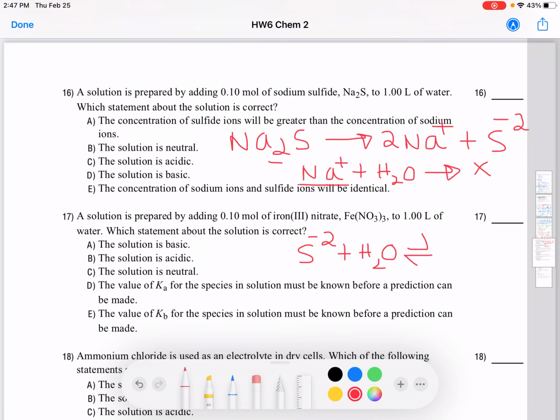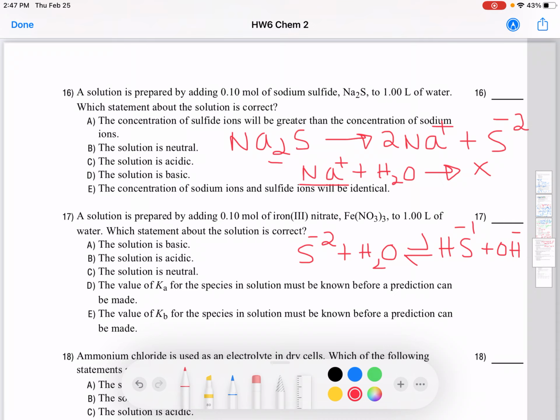Now, it's going to take a hydrogen from water, right? HS- plus hydroxide, right? So it has S2-, meaning it's going to react as a base, and water would be your acid, and form hydrogen sulfide and OH-.